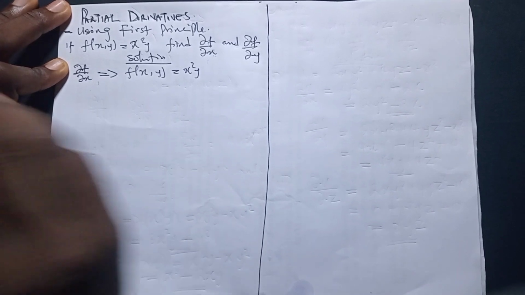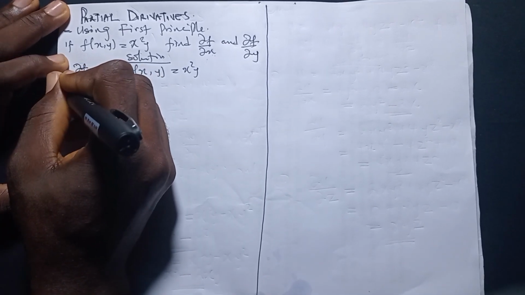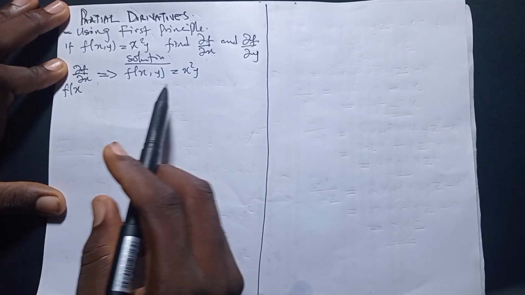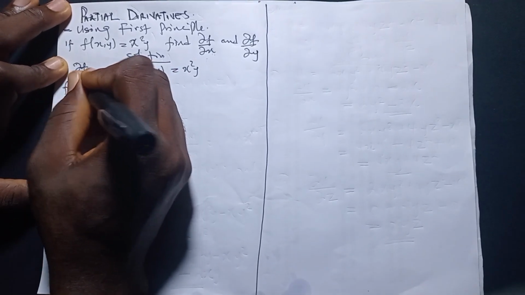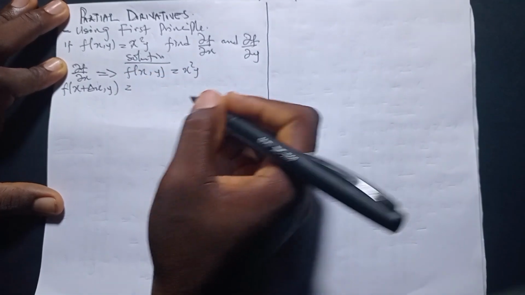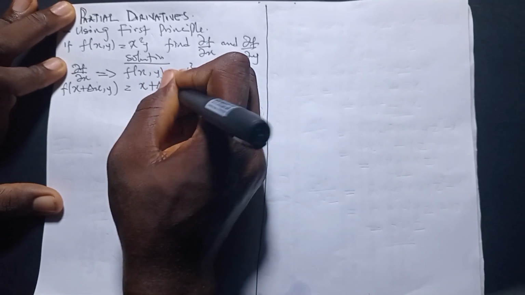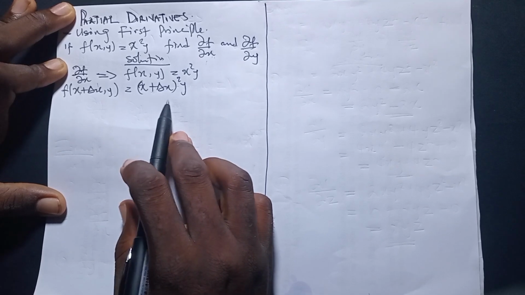According to the first way, normal differentiation, how to solve first principle is still the same thing. The same method you apply in normal differentiation is the same method you apply here. So now we say f of x plus change in x, y: wherever we see x, we add plus change in x. So f of x plus change in x, y equals (x plus change in x) squared y.